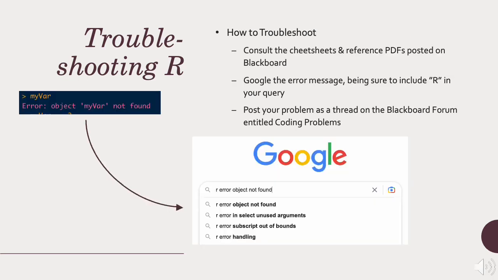Now, let's say that you've gone through all of the quick checks, and none of that seems to be the issue. The general way to troubleshoot is to first consult the cheat sheets and reference PDFs. They're posted on Blackboard, in the course content. There's a references folder, and there are various cheat sheets for how to use R Markdown, common commands in R, stuff like that. I will add things to it as I find them. So consult there. They might have some information.